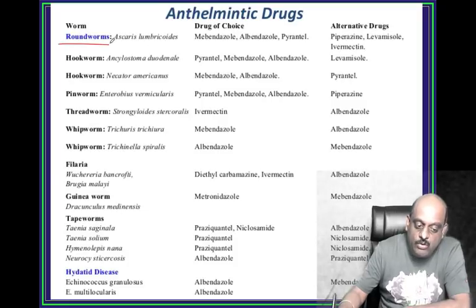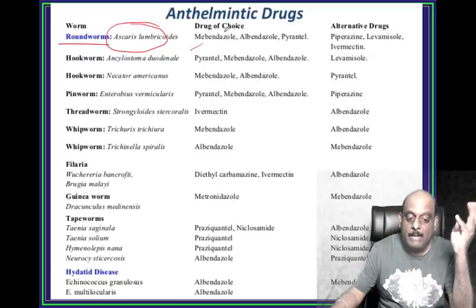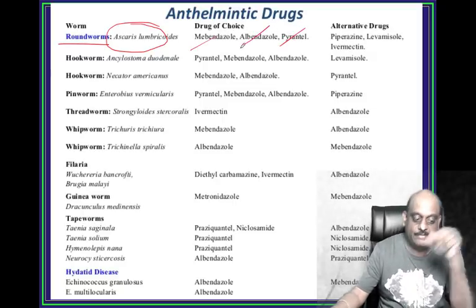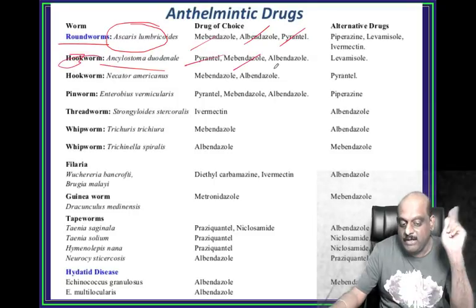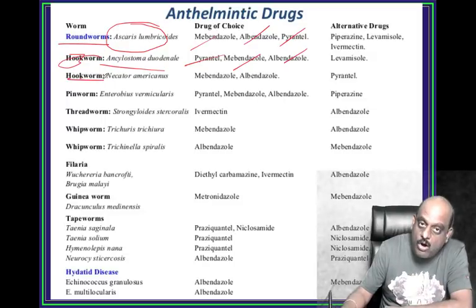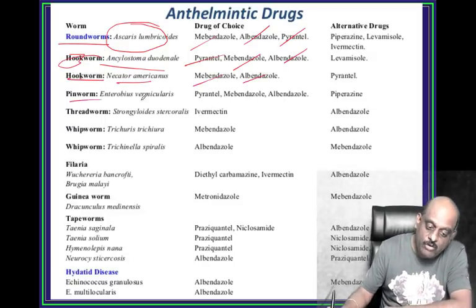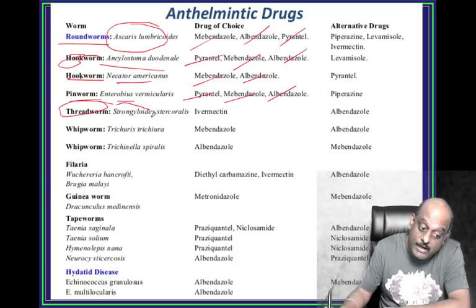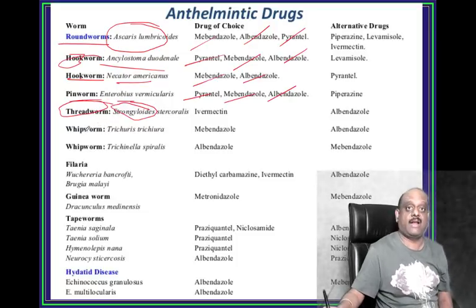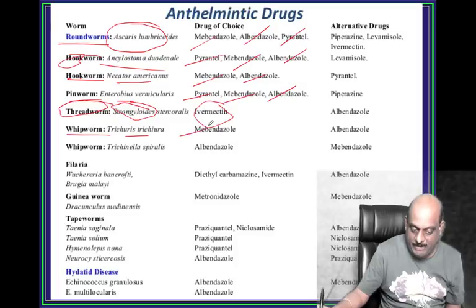Roundworm, Ascaris lumbricoides, what is the drug of choice? Mebendazole, albendazole, pyrantel. Ancylostoma duodenale, hookworm: pyrantel, mebendazole, albendazole. Necator americanus: mebendazole, albendazole. Pinworm: pyrantel, mebendazole, albendazole. Threadworm, Strongyloides stercoralis: ivermectin. Whipworm, Trichuris trichiura: mebendazole.